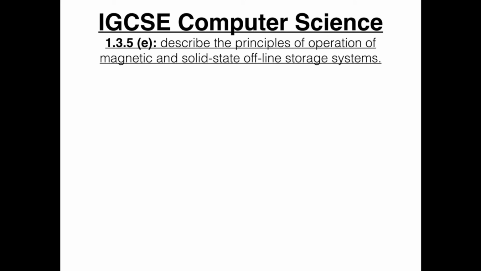GCSE Computer Science. This is syllabus statement 1.3.5e. To be honest, we're not really seeing how magnetic and solid state systems work. We're seeing how they are applied to offline storage. So how they're applied to external hard drives, thumb drives or memory sticks, XD or SD cards. So that's pretty much it.